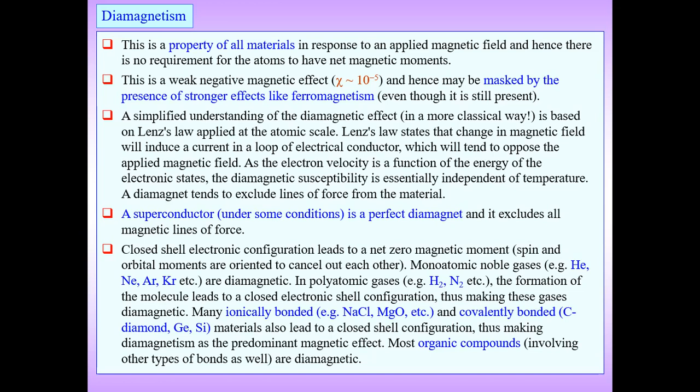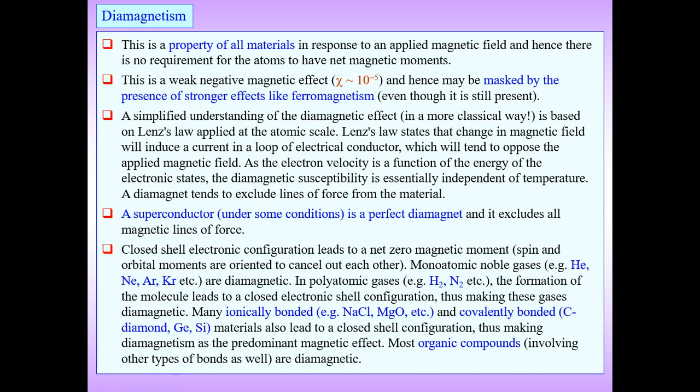This is a weak negative magnetic effect, chi is about 10 to the power minus 5, and hence may be masked by the presence of a strong effect like ferromagnetism, even though it is still present. Water is an example of a diamagnetic material.